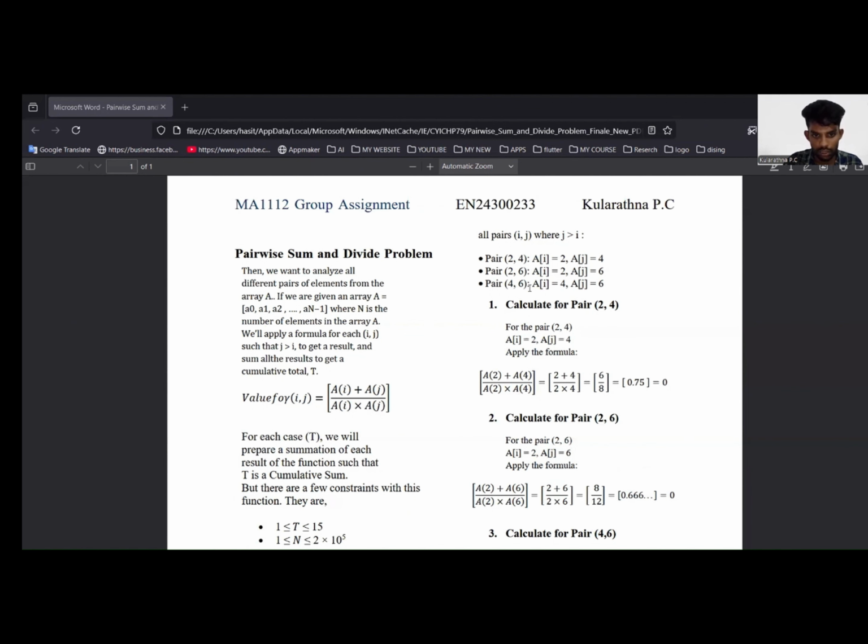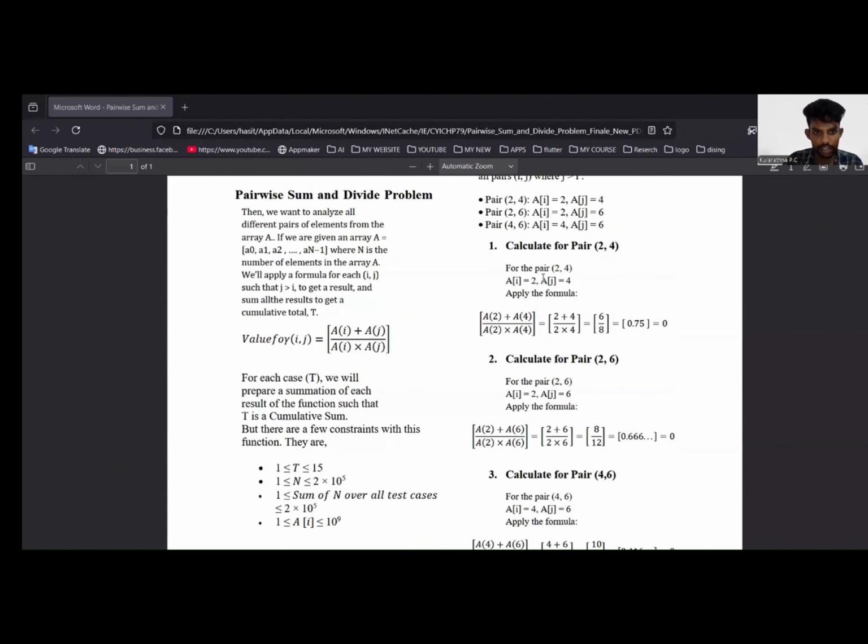Step 2. Use this formula for each pair. For every pair ai, aj, we calculate the result for the pair: the sum of the two numbers divided by the product of the two numbers. Let's try one pair together. 2, 4. 2 plus 4 divided by 2 multiplied by 4 equals 6 divided by 8 equals 0.75. Then round it down, so 0.75 becomes 0.